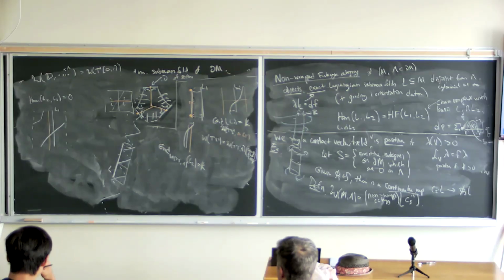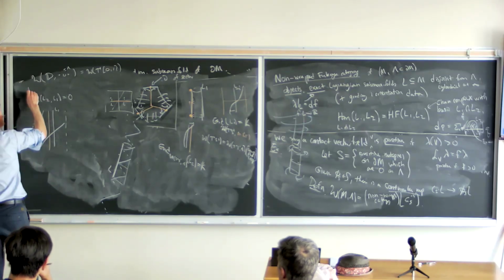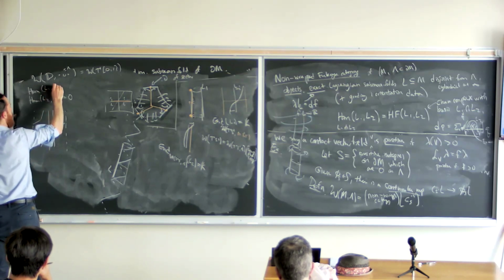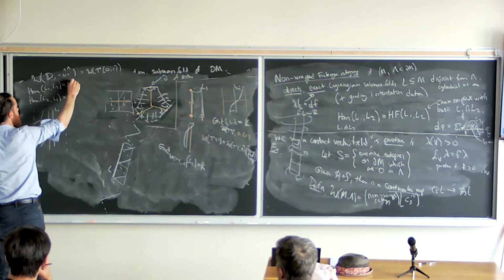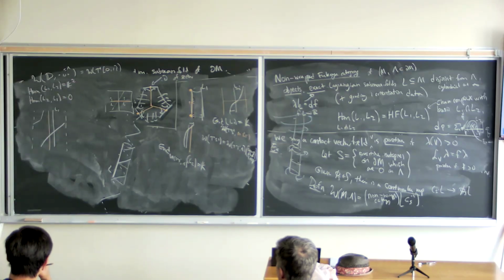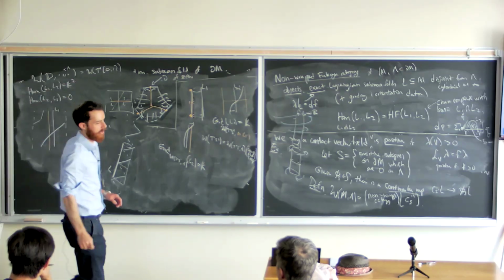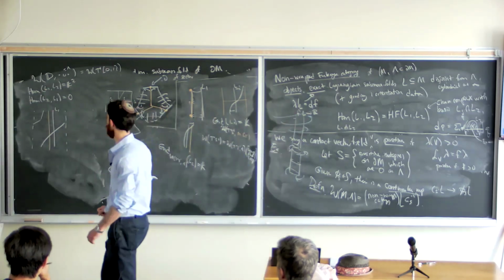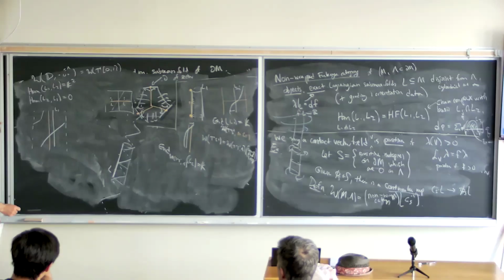Or wait, can I do that? No, maybe not. So the claim is going to be that I can wrap L1 so it becomes disjoint from L2, but that the Hom from L1 to L2 is going to be a two-dimensional vector space, because after wrapping, I'm going to have unavoidably two intersection points between L1 and L2.